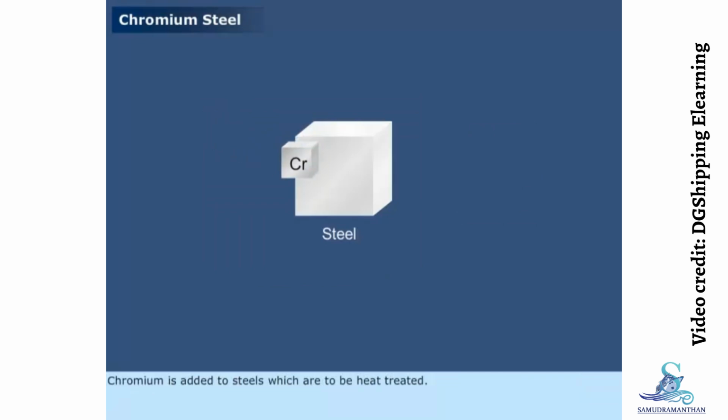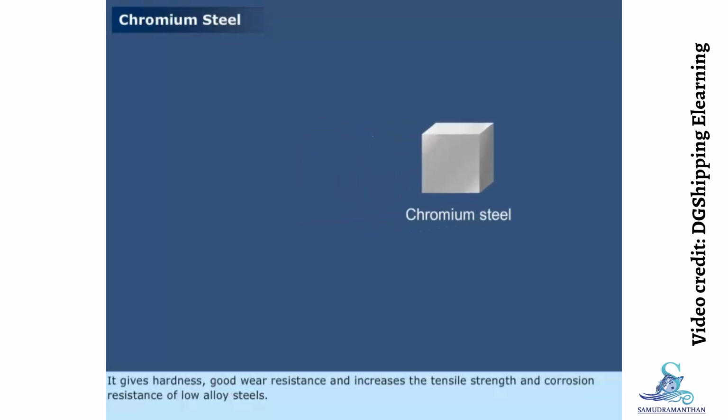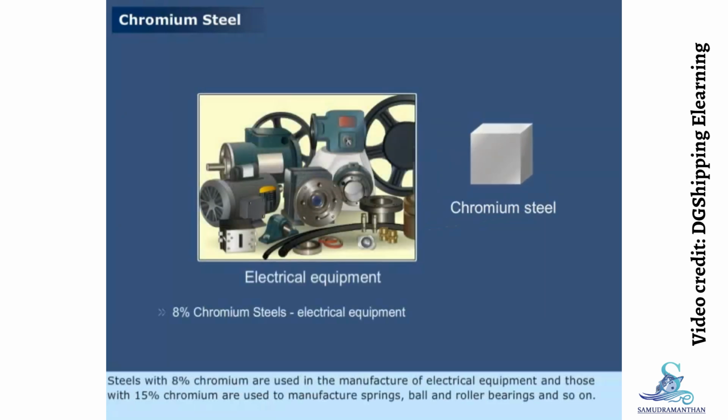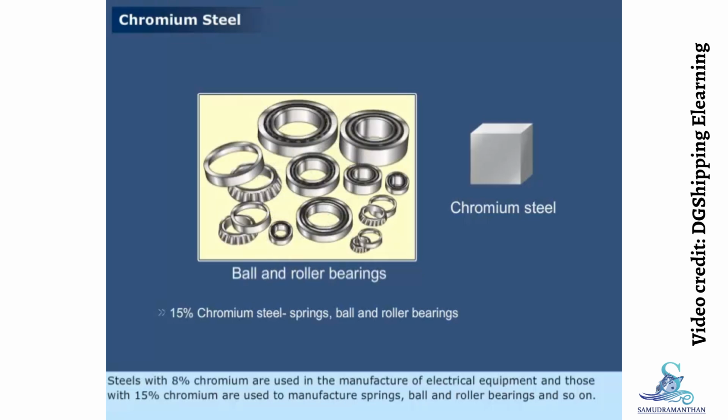Chromium is added to steels which are to be heat-treated. It gives hardness, good wear resistance, and increases the tensile strength and corrosion resistance of low-alloy steels. Steels with 8% chromium are used in the manufacture of electrical equipment, and those with 15% chromium are used to manufacture springs, ball and roller bearings, and so on.